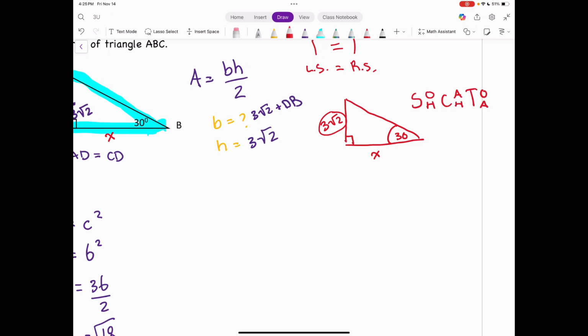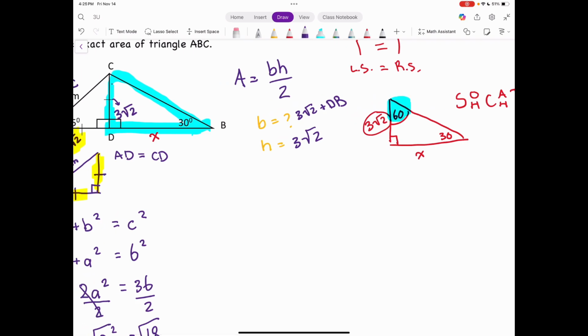So, just to make it easier for ourselves, let's fill out everything that we know about this triangle. If this is 30 degrees, we know that this must be 60 degrees. Let's work with the 60 degree angle here. Okay, so we can fill that in over here too. This is 60 degrees.